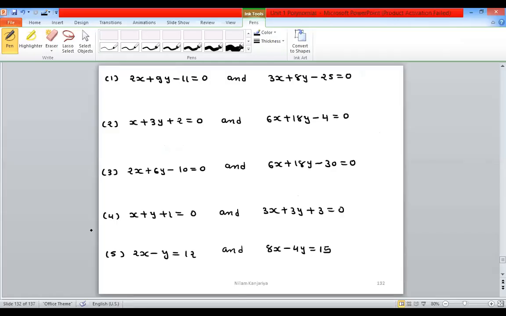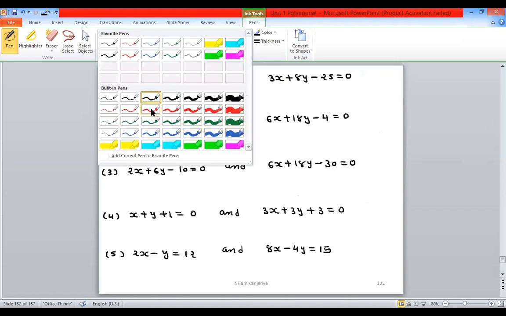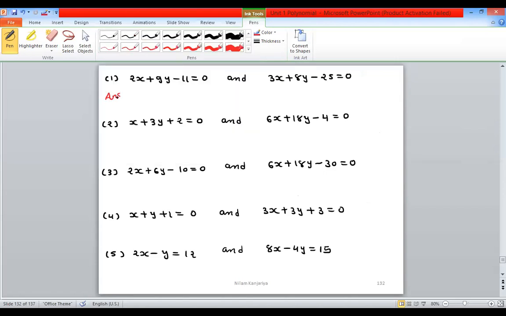So look here, I'm writing the answer. You must verify it. These two lines: A1 upon A2 does not equal B1 upon B2. Okay, so they are intersecting lines, and it has a unique solution. Yeah, you can see it has one solution.